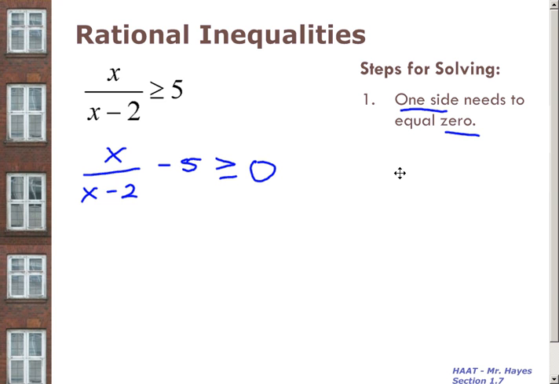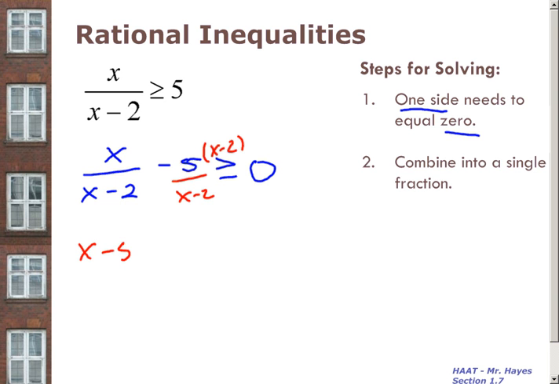Your second step is to combine this all into a single fraction, which means you're going to need to find a common denominator. Common denominators, at least the ones you'll be asked to do this year, are relatively easy to find. So I'm going to come up with x minus 5 times the quantity x minus 2, all divided by x minus 2, and that's still greater than or equal to 0.